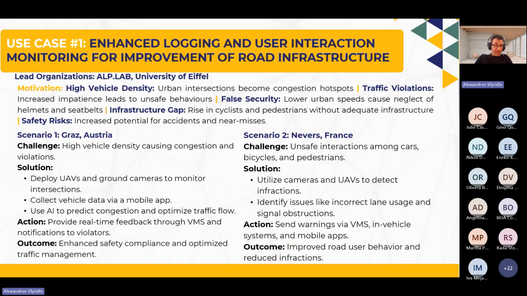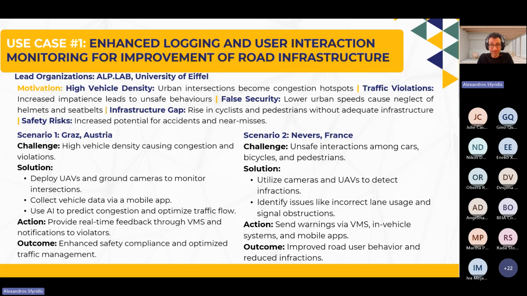So for use case 1, named enhanced login and user interaction monitoring for improvement of road infrastructure. The motivation behind that is that, in urban environments, in particular intersections, we have high vehicle density leading to road congestion, and that in turn can lead to several traffic violations.